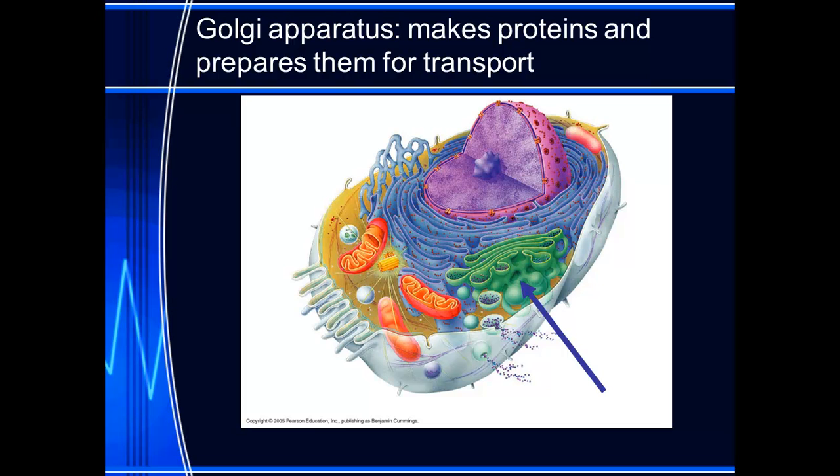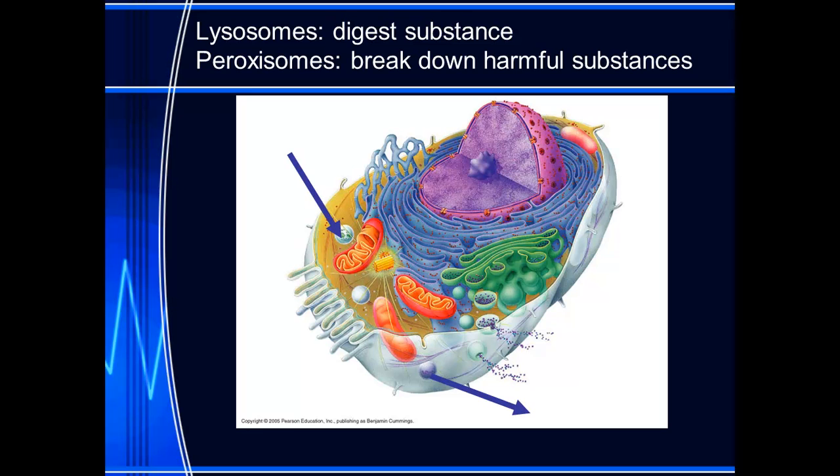All right. So again, the Golgi apparatus makes proteins and prepares them for transport. Also within the cell is an organelle called a lysosome. The lysosome is that part of the cellular organelle that digests substances that are introduced into the cell. In addition, there's another called a peroxisome, and that particular organelle breaks down harmful substances.